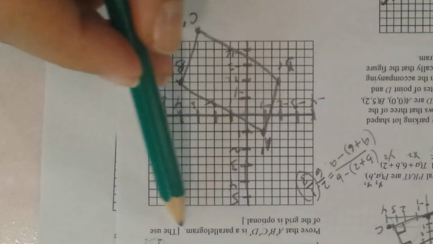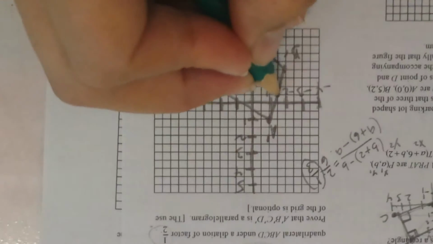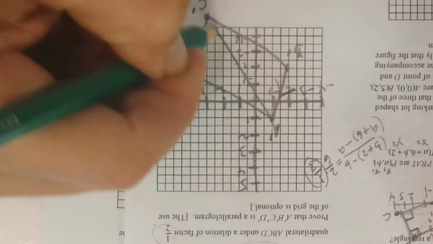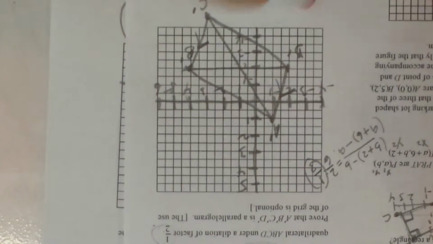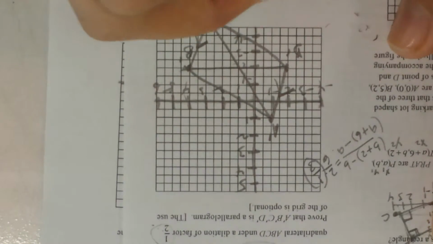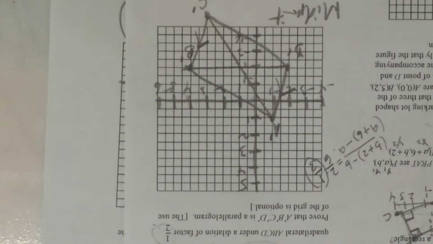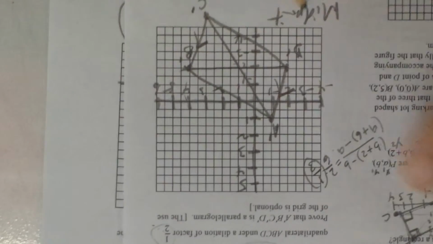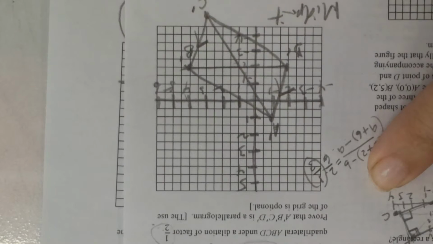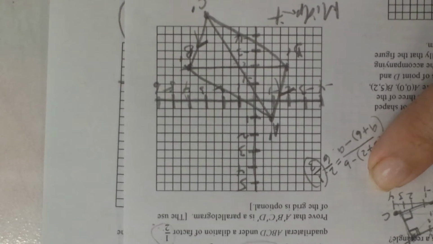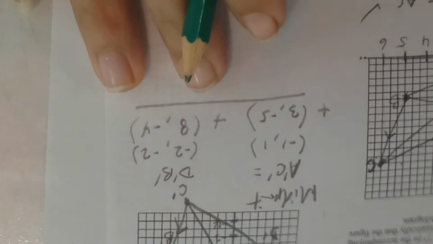And then prove that it is a parallelogram. Okay, so again, let me prove that the slopes are equal. So slope of AD, or even better, let's do midpoint. Midpoint of A prime, C prime, and D prime, B prime. All right, so write down the coordinates. A is -1, 1. C is 3, -5. D is -2, -2. B is 8, -4. Midpoint, what do we do? Add them together and divide by 2.